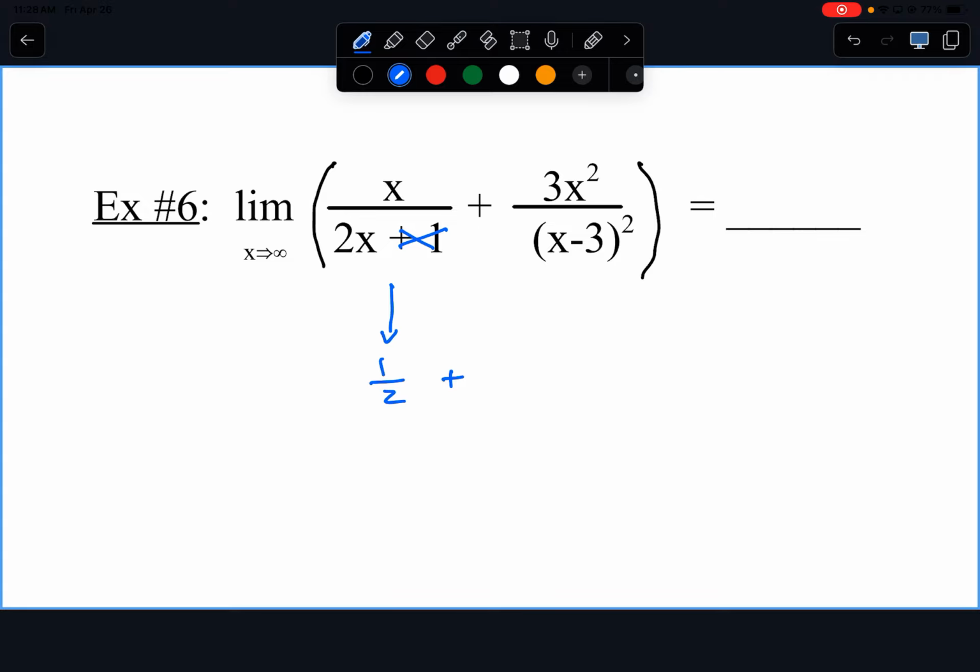Here's why. Remember, you can either think in your head or actually do it. If I squared out the x minus 3, you are going to get x squared minus 6x plus 9. Okay, so let's say I ignore that. Now, top heavy, bottom heavy are the same. 3x squared and an x squared. It is 3. Then you add the 1/2 and 3 together. There's your second limit right there, which means your answer is 3.5.